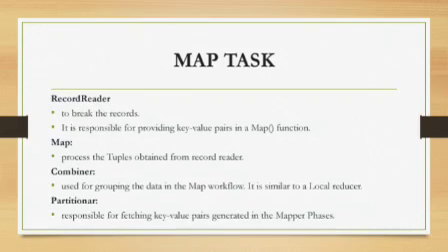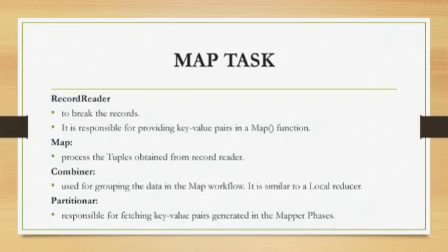Combiner is used for grouping the data in the map workflow. It is similar to a local reducer. The intermediate key values that are generated in the map are combined with the help of this combiner.